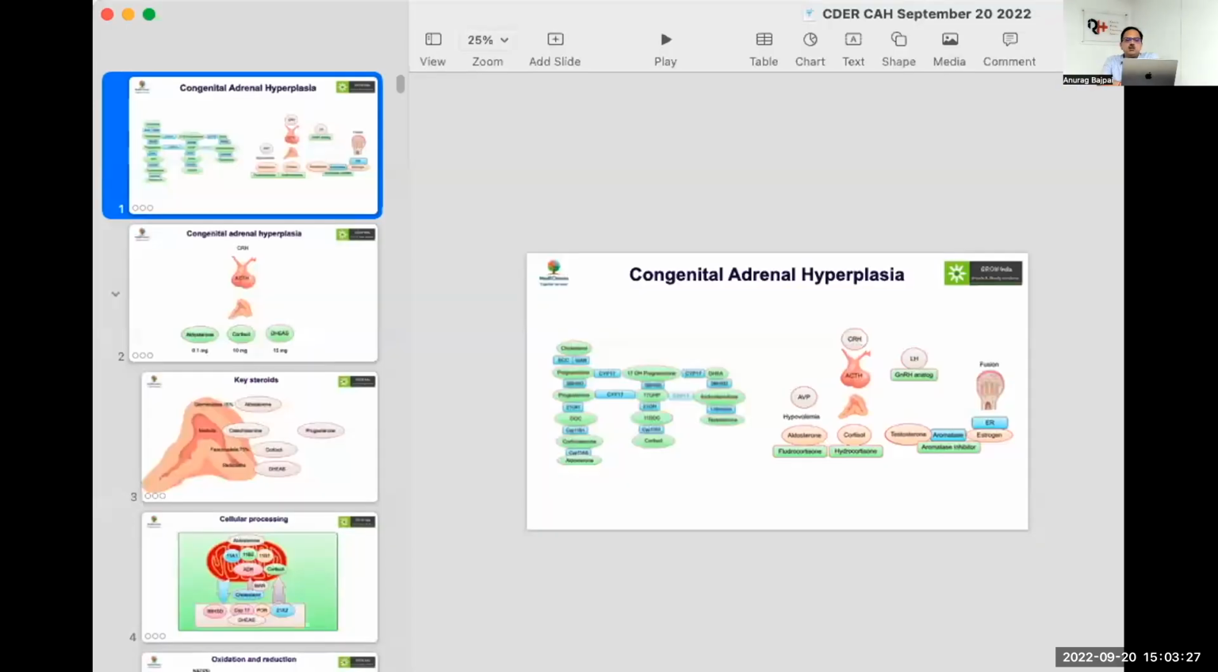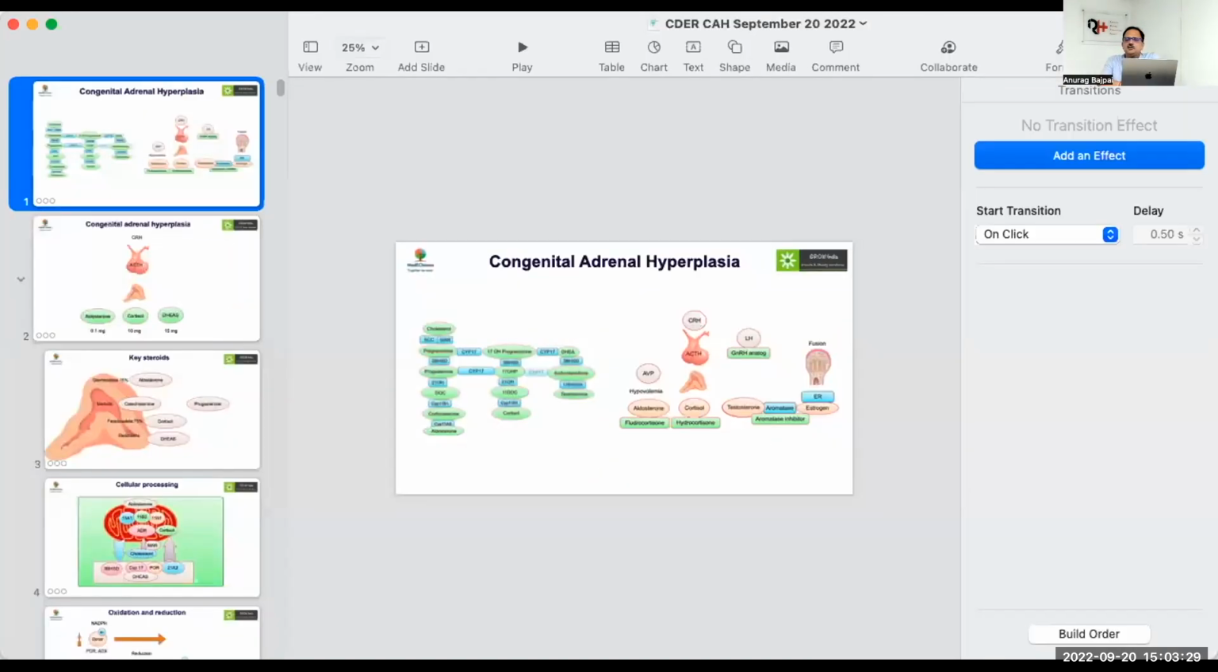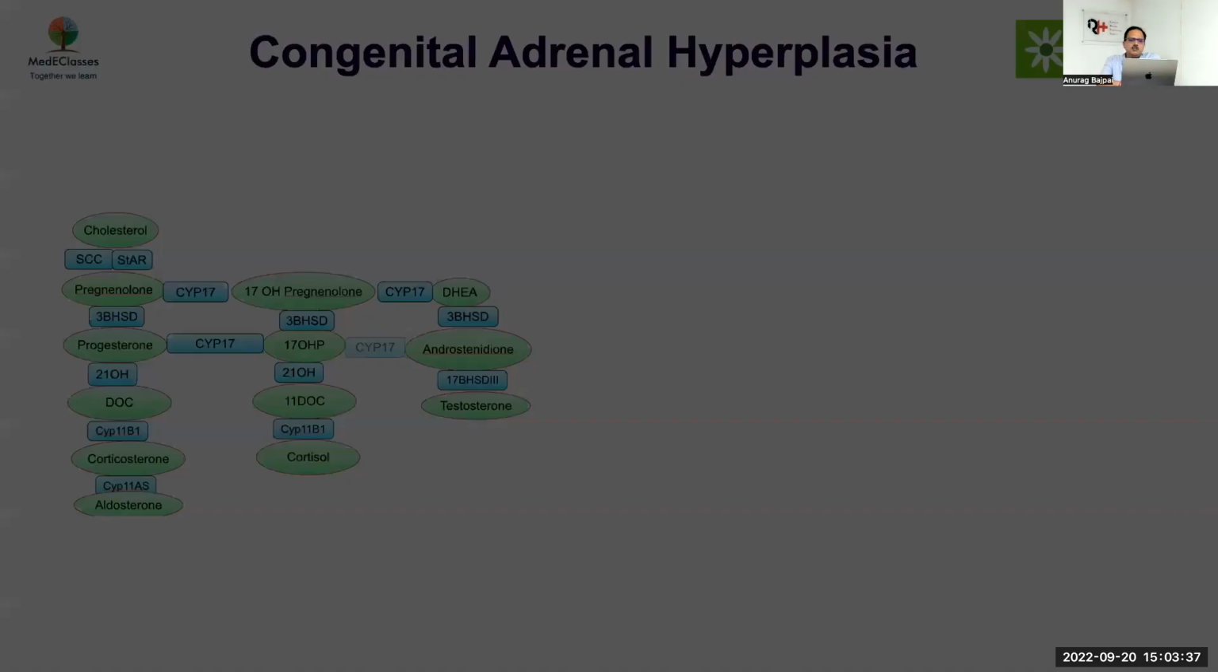So the fundamental physiology of CAH is very easy to identify, but it's very important to know the nuances of each pathway because that determines the various manifestations that we have. And we'll discuss one by one in a reasonably succinct manner to cover the entirety of this whole pathway.